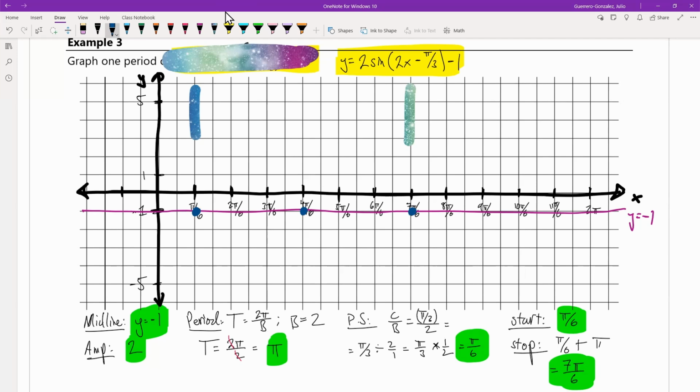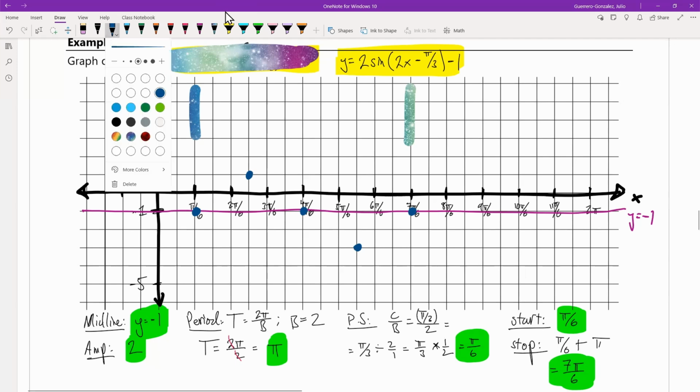The amplitude is 2, so that means it's going to go up 2 and down 2. So the high point is going to be halfway between, so that's going to be right here. I'm going to draw the dot right there. And then the other one's going to be halfway in between. I'm going to draw the dot right there. Hopefully you guys see what I'm doing.